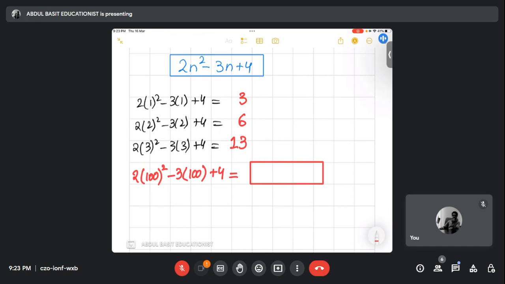तो 100 का स्क्वायर होता है 10,000. 10,000 टाइम्स 2 इज 20,000. 20,000 माइनस 300 इज 19,700 प्लस 4, सो 19,704. प्लीज चेक किए मैंने ठीक किया कि नहीं. फिर जल्दी में किया, होपफुली ठीक है। चलें जी, थैंक यू सो मच। सो क्वाड्रेटिक सीक्वेंस इज डन, आई होप यू अंडरस्टैंड, समझ आ गई बेटा सबको?